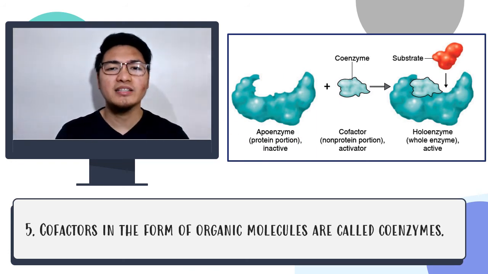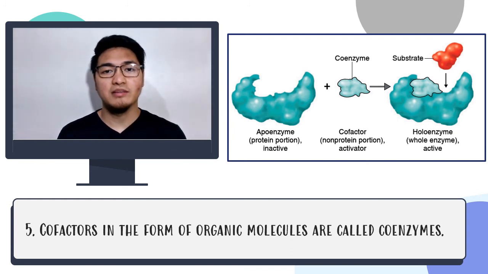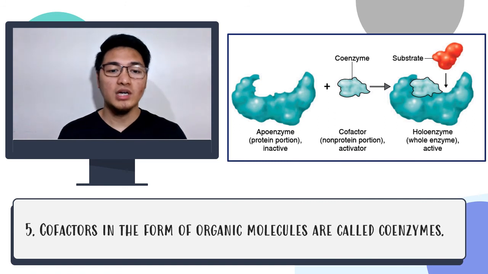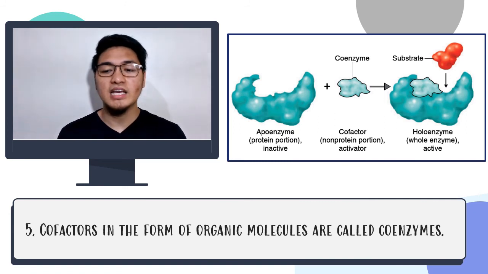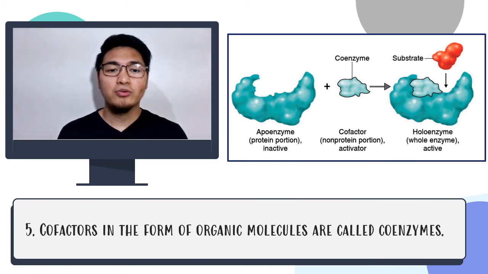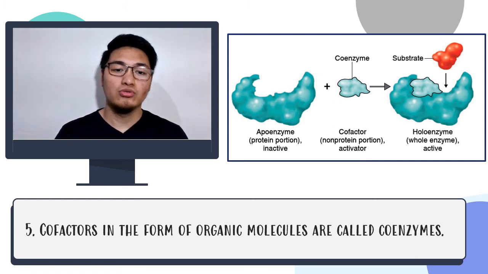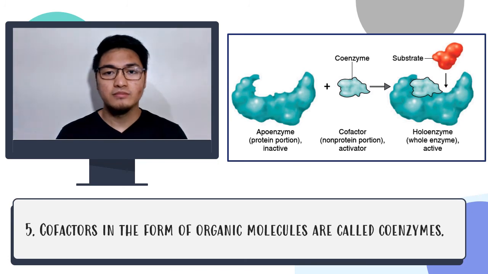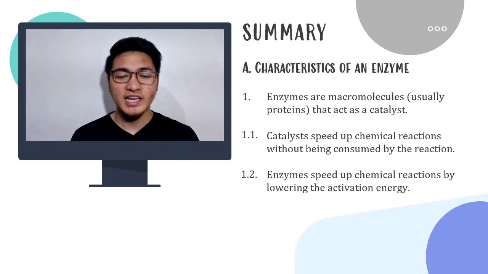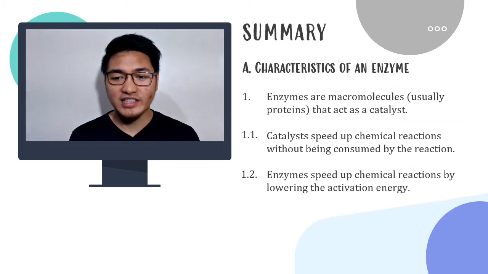Also, karamihan sa mga coenzymes are derived from vitamins, such as your vitamin B1, vitamin B2, folic acid, vitamin E, etc. Kaya important yung vitamins sa nutrition kasi they act as coenzymes, or they can be raw materials kung saan ginagawa yung coenzyme natin. So, we're now done with the characteristics of enzymes.